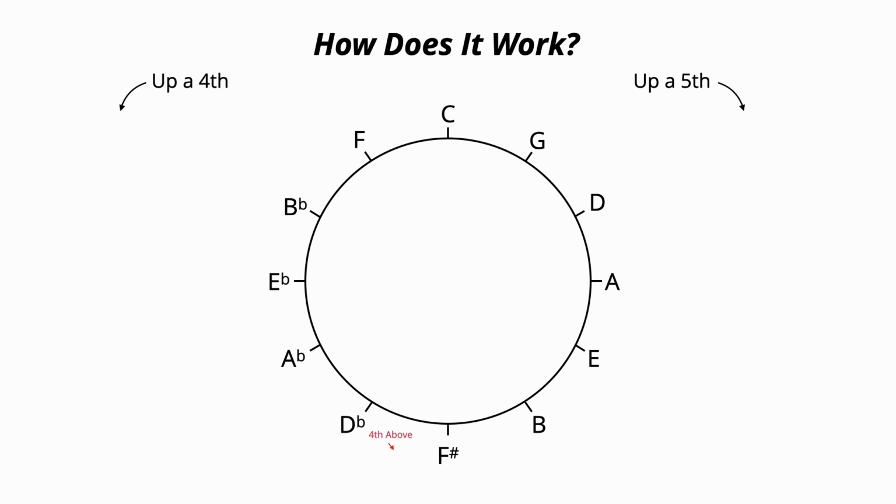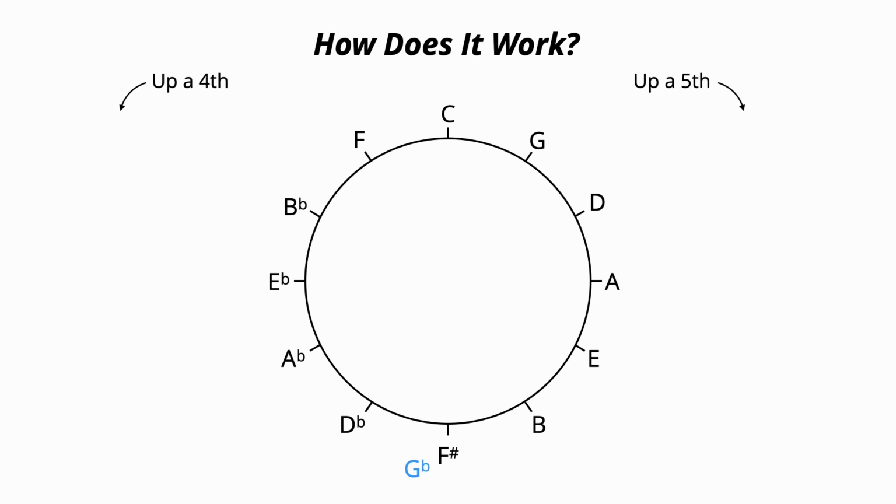And a fourth above D flat will give us G flat, which just so happens to be the same as F sharp. And now our circle has completed and we've met in the middle. If we draw a line down the center of our circle, everything on the right-hand side uses sharps, and everything on the left-hand side uses flats. Let's start with the right-hand side.